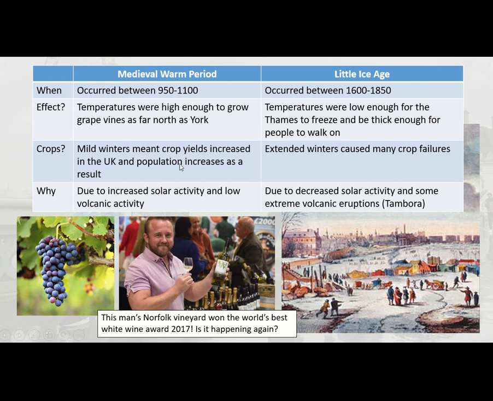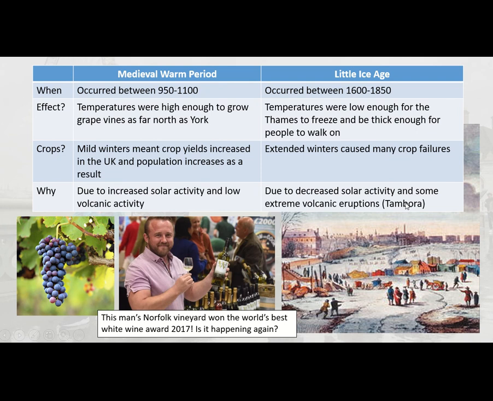So whereas in the medieval warm period crop yields were going up, crop failures were much more commonplace during the Little Ice Age, and that led to obviously poverty, starvation, some problems. And they think that was mainly because of a decrease in solar activity, but also one notable extreme volcanic eruption. Mount Tambora erupted in sort of the 1700s. I can't remember the exact date, and it might even be in the early 1800s.